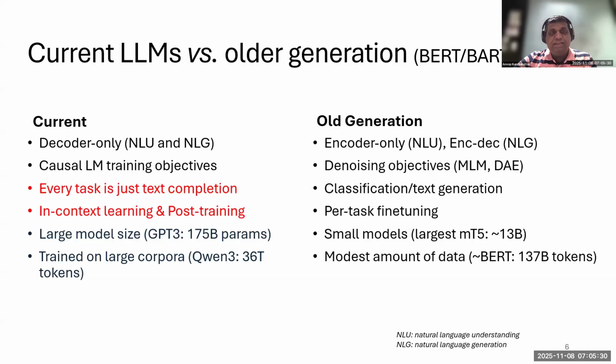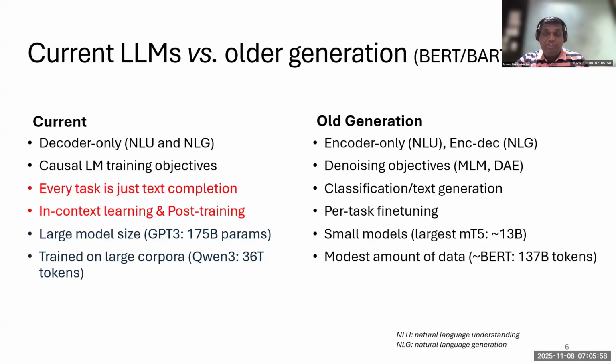These were distinct things. Finally, today's models are multitask models. They have already learned a lot via in context learning and post training, whereas earlier you would do per task fine tuning. So these two points distinguish the current generation of LLMs from the previous ones, and this is also coupled with the fact that today's LLMs are much larger than the older generation of models.